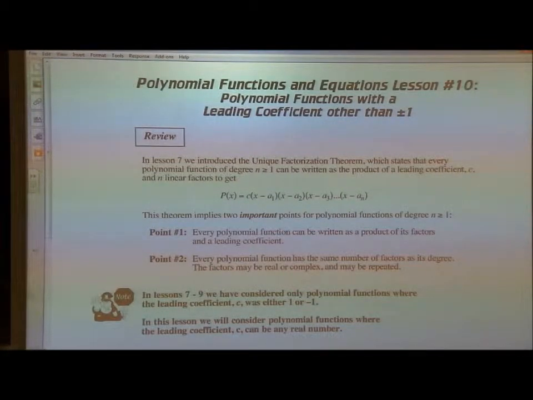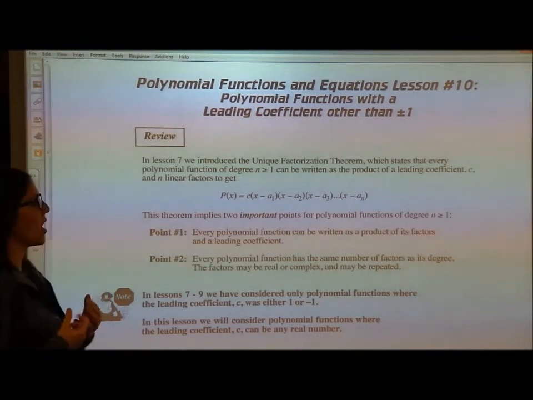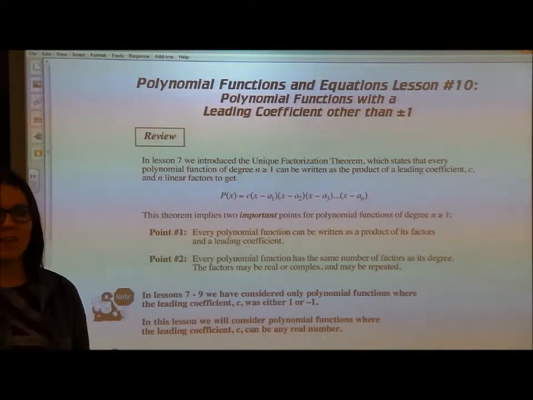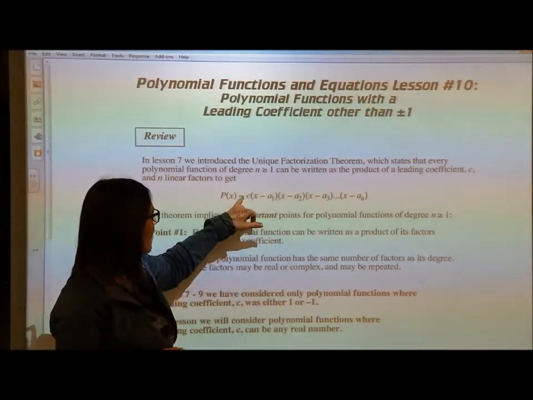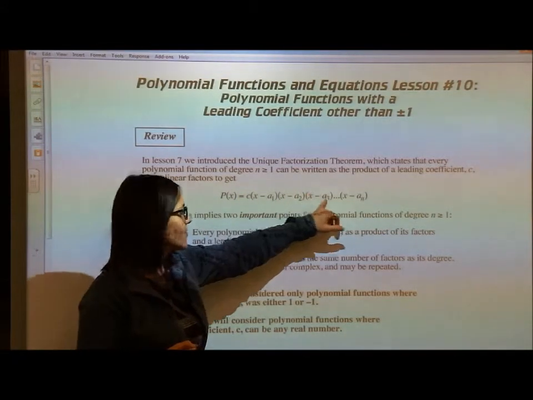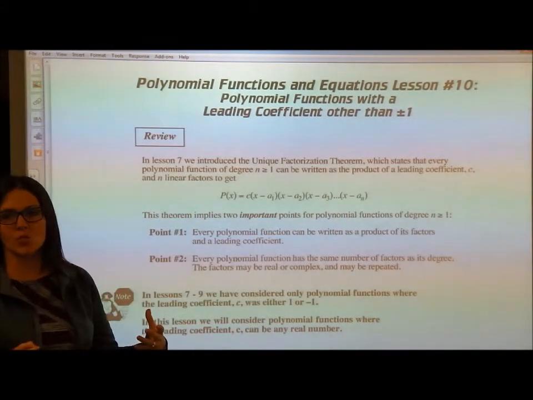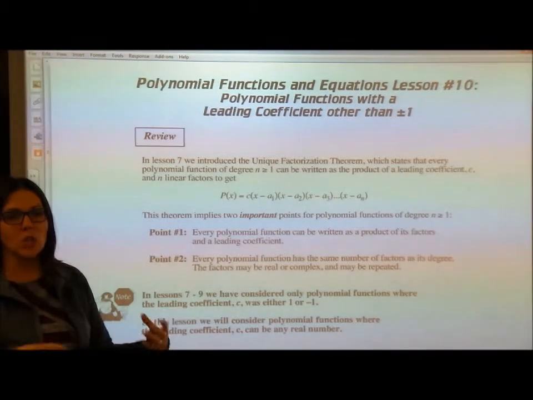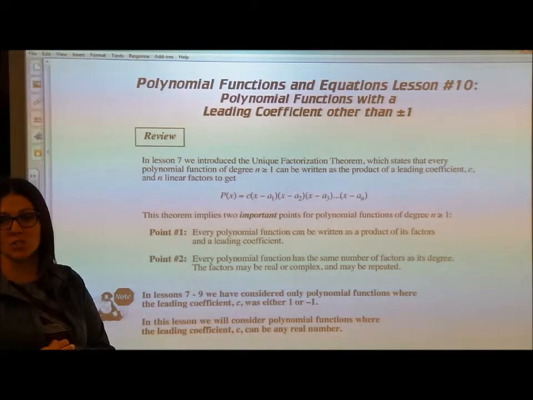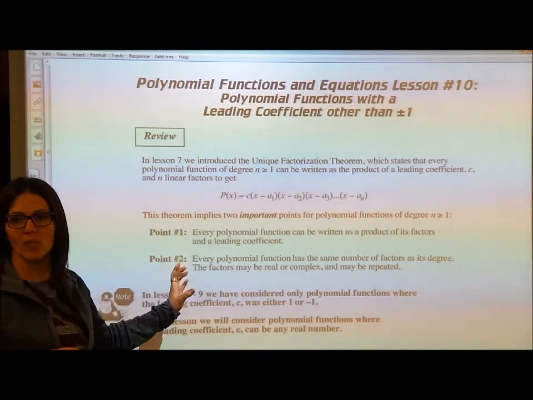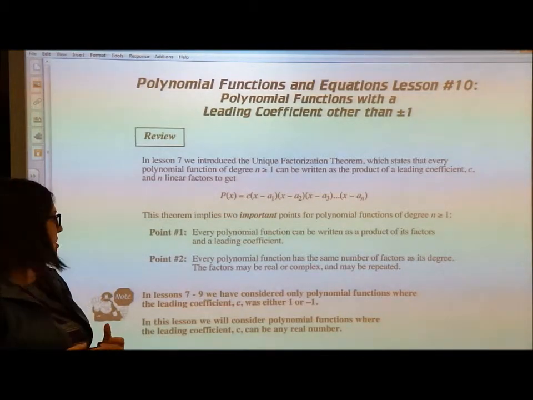So the last section in this chapter looks at polynomial functions with a leading coefficient other than positive or negative 1. So something that could be 5x cubed or 3x to the power of 4. So when we go to factor these, leading coefficients can be factored in the form of c times these factors. We kind of did this last year with our quadratic equations, when we looked at completing the square. We factored the leading coefficient out as much as possible. So in a sense, that's what we're doing here. We're going to take the leading coefficient out as much as possible.